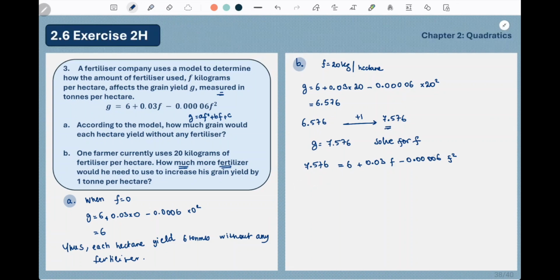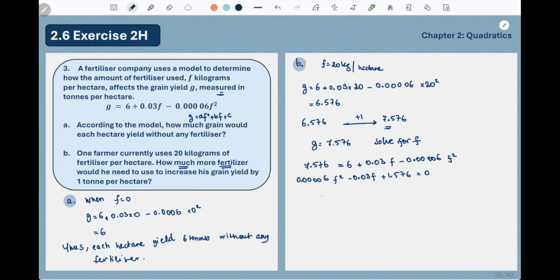So moving these terms to the left hand side so we get an equation equal to 0 before we use the quadratic formula. So 0.00006F squared minus 0.03F. They change sign because we moved them to the left. And this one becomes minus 6, so directly it will become plus 1.576. I don't want to write it over 2 steps.